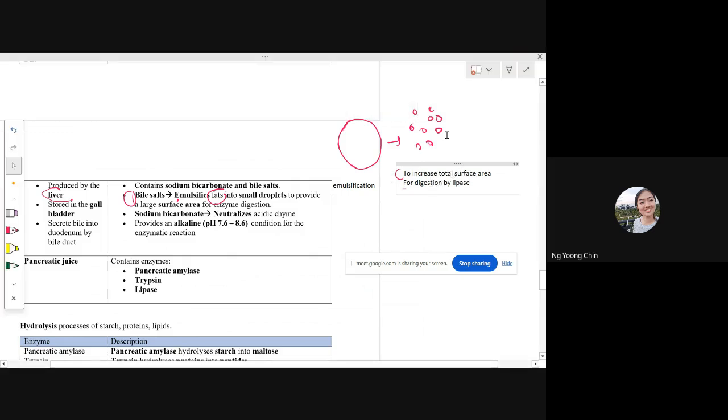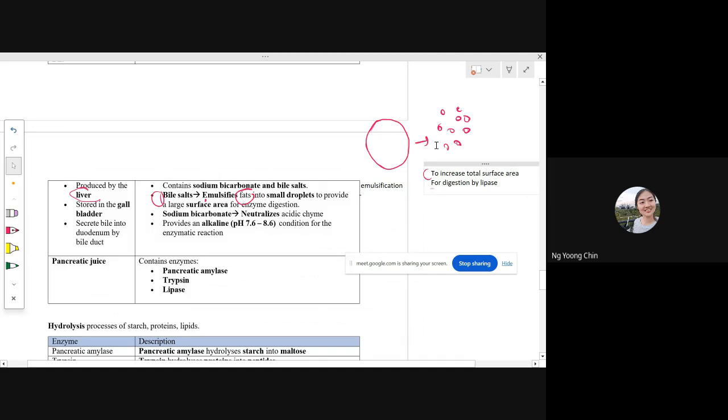As you know, if the lipid droplet becomes smaller, that means they have a higher area of contact with the enzyme lipase. So they are able to increase the rate of enzyme digestion by the lipase. This is the importance.